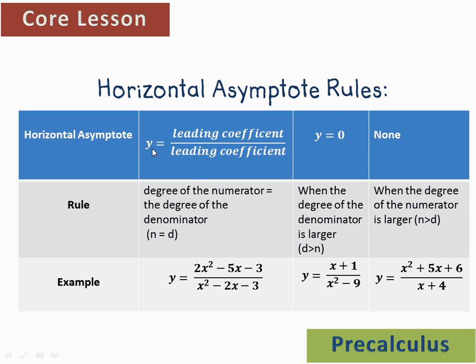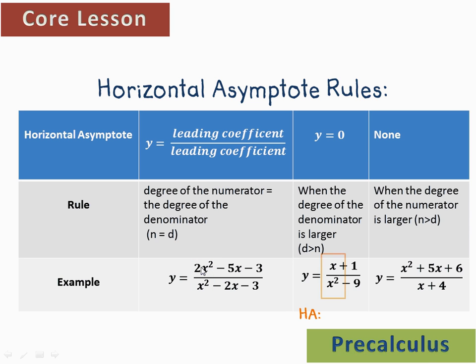Well, in order to have y equals 2, or y equals 1/3, or y equals 5 as a horizontal asymptote, that happens when the degrees are equal. The degree of the numerator equals the degree of the denominator. So maybe you have x squared over x squared, or x cubed over x cubed. When that happens, you take your leading coefficient, which is 2 in this case, divided by the denominator's leading coefficient, which is 1. And so you get y equals 2.